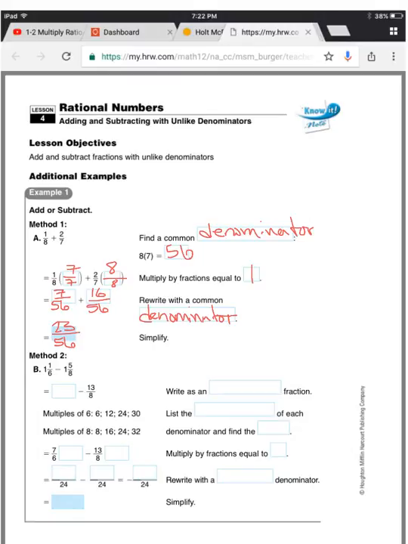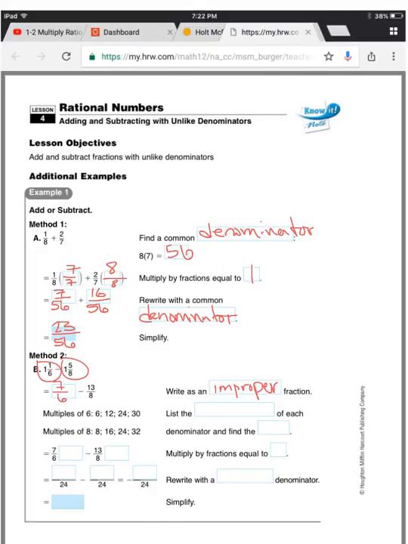They might show us a different way to find a common denominator here, though, because it says method 2, but we are subtracting. You follow the same rules. You have to have a common denominator. So we're going to first take our mixed numbers and write them as improper fractions. So the first one, we have 1 times 6 is 6, plus 1 is 7, and we keep our denominator the same of 6.